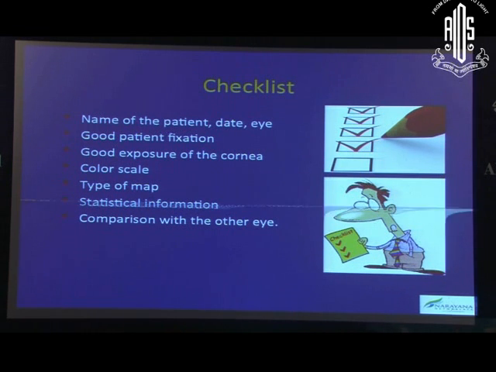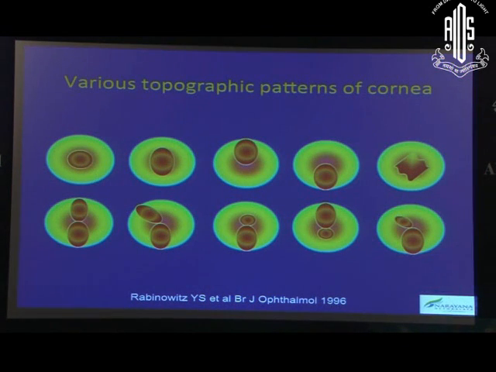want to know the patient because there are a lot of things which can fool you and which can give you a diagnosis of one particular thing where it's not there. So you should also know about the color scale, what color scale they are using, the steps, and the statistical information. Again, before we go, remember this thing.